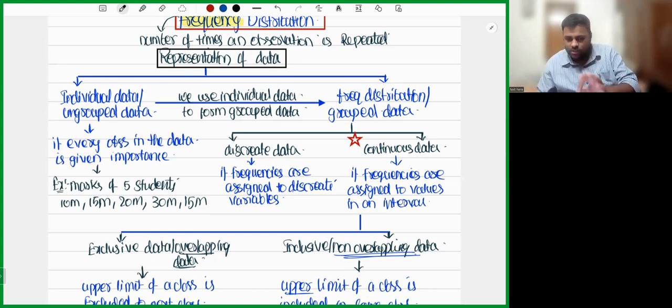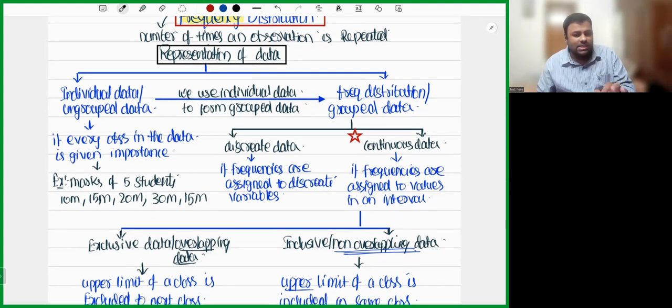One more word for grouped data is frequency distribution. That's what we are going to study. Individual data is a must, because without individual data, there is no frequency distribution. So first collect individual data, then use it to convert it into frequency distribution.